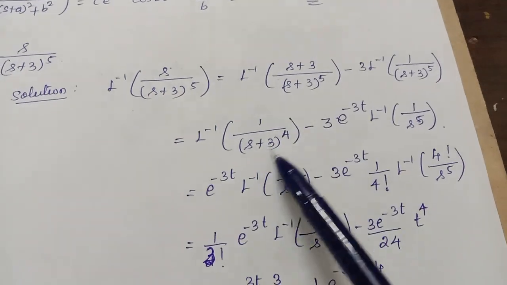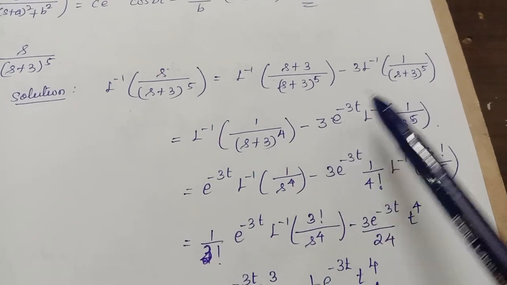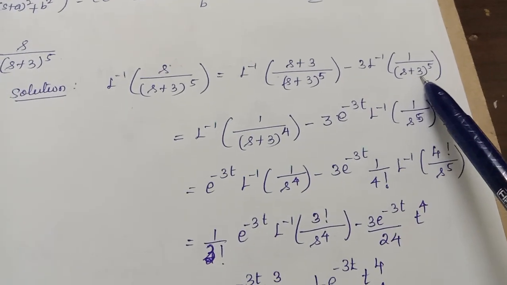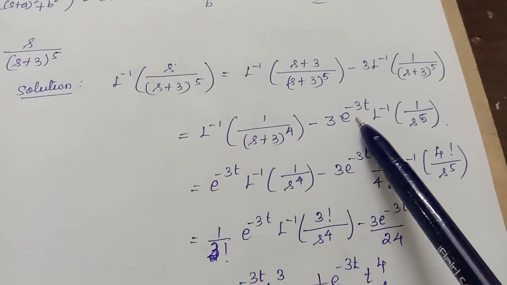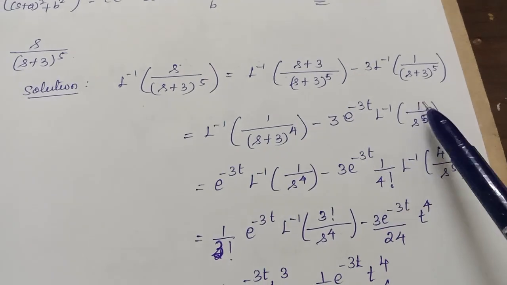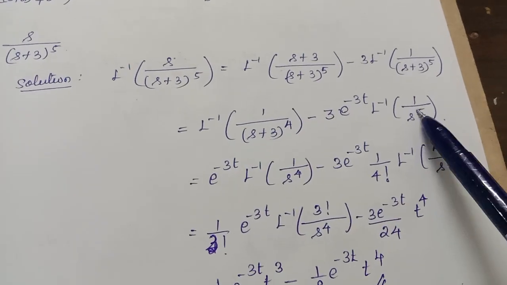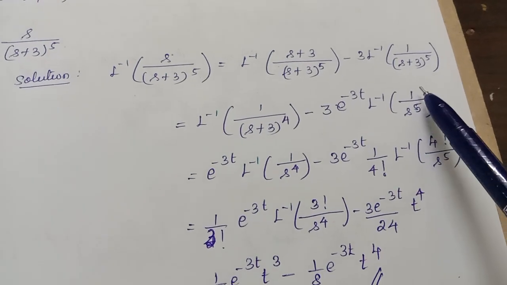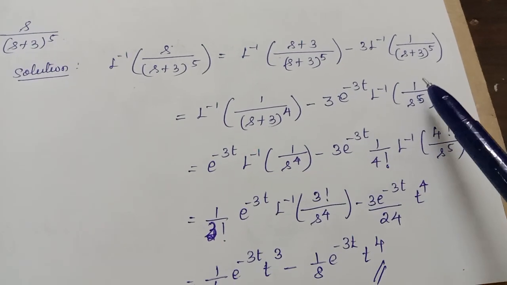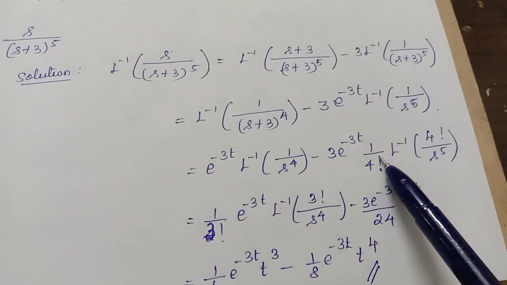So simply it will be L inverse of 1 by (s plus 3) to the power 4, minus 3 into, here this is s plus 3, so I can remove this 3 by putting e power minus 3t in the front, into L inverse of 1 by s power 5. Now look at this term alone. Here it is s power 5, so I should have 4 factorial in the numerator. For that I am multiplying and dividing by 4 factorial.